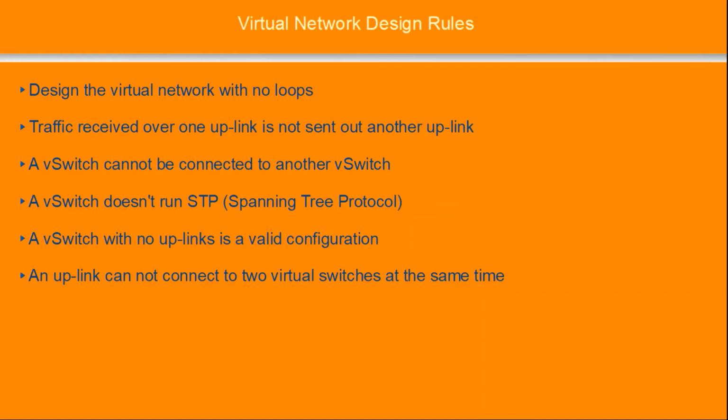A virtual switch doesn't run STP, which is the spanning tree protocol. The advantage is that the virtual switch is simpler in design and we avoid those loops. A virtual switch with no uplinks is a valid configuration. An uplink cannot connect to two virtual switches at the same time. However, a virtual switch can have up to 32 virtual NICs in NIC teaming fashion to provide load balancing at the switch level.